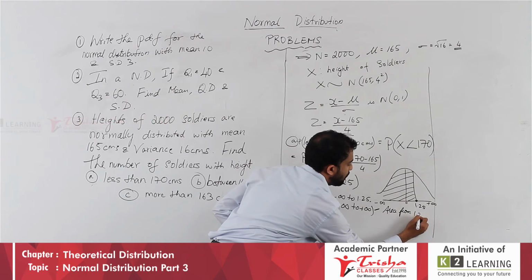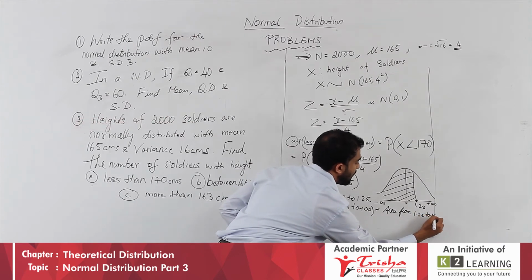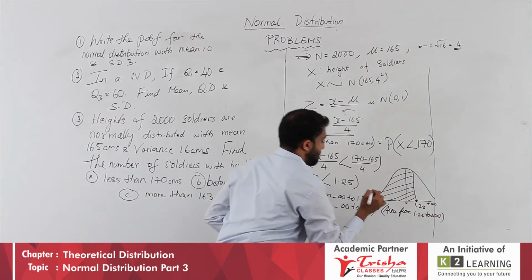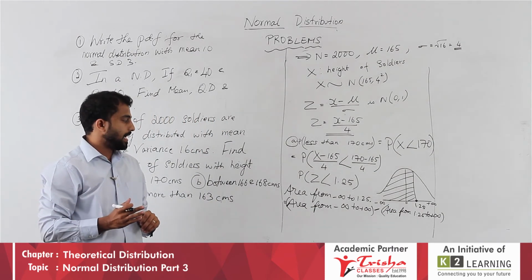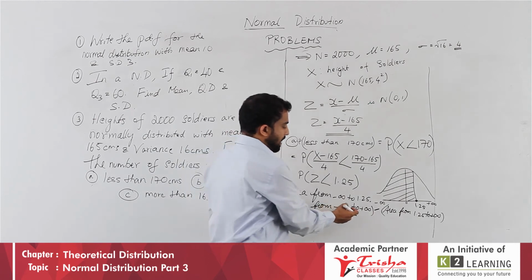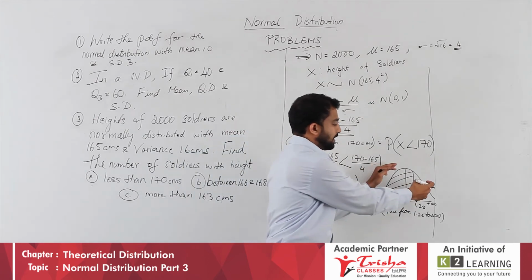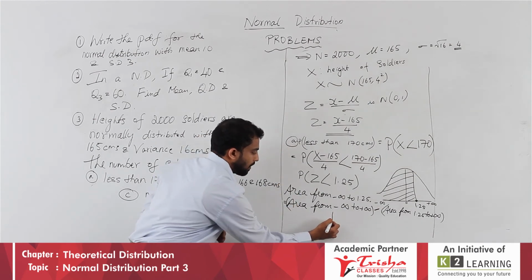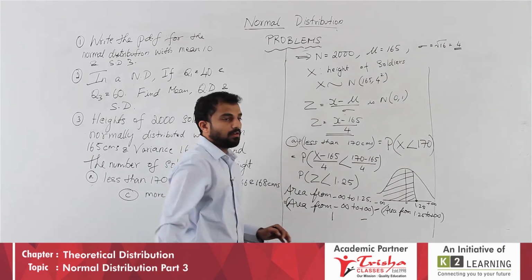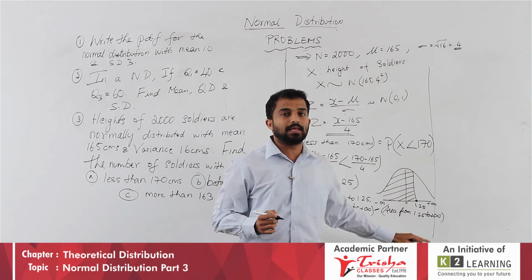From 1.25 to plus infinity. So, students, find out quickly the area. This you definitely know, minus infinity to plus infinity, under the normal curve, the total area is always 1, minus the area from 1.25 to plus infinity.